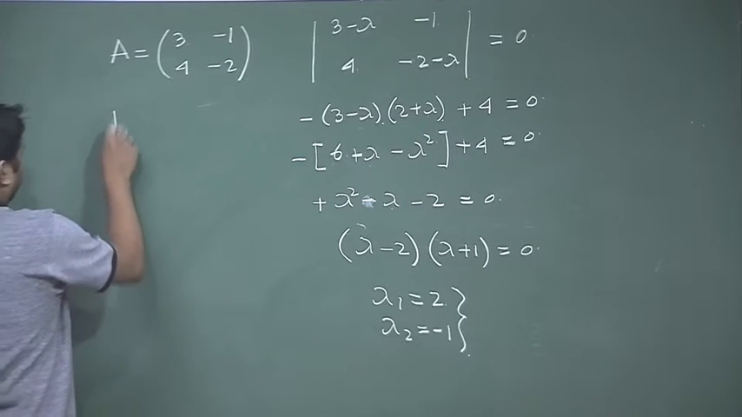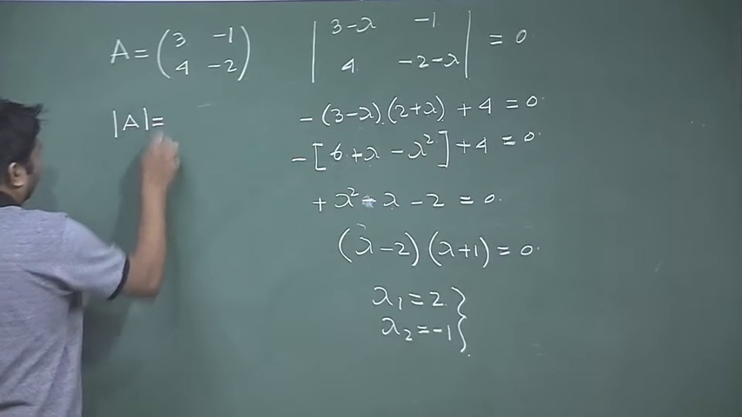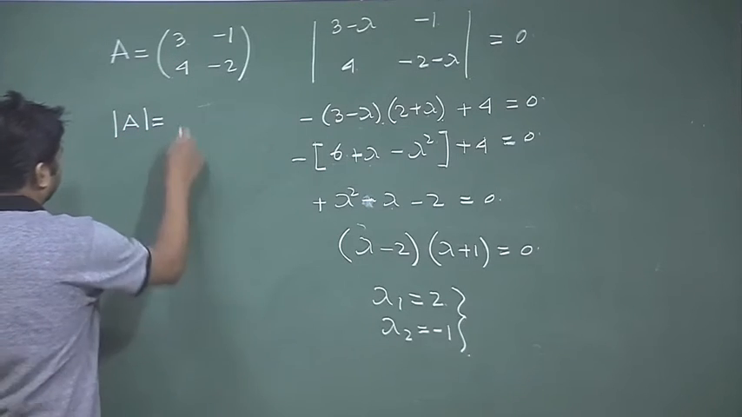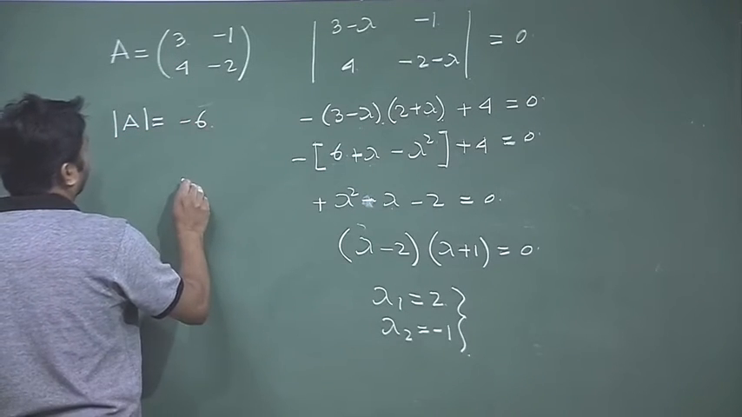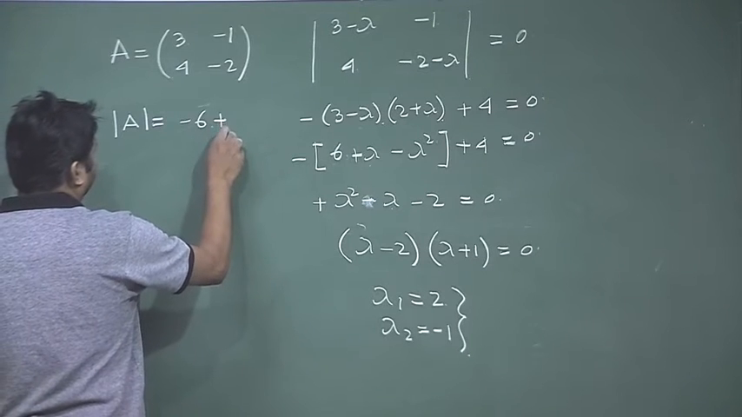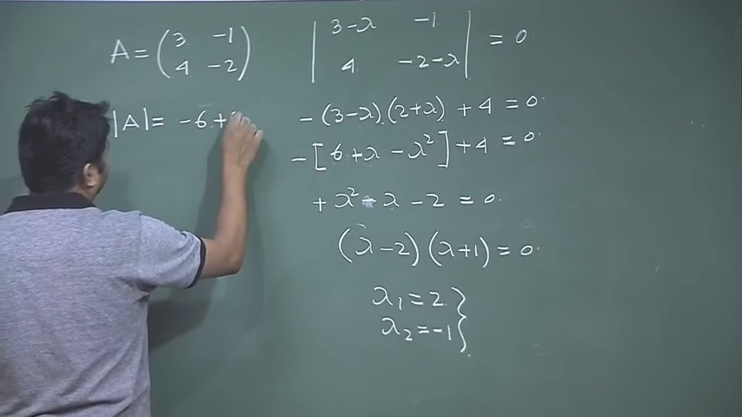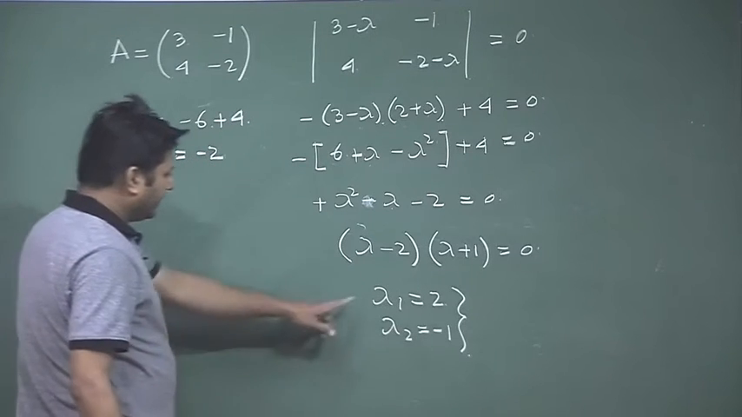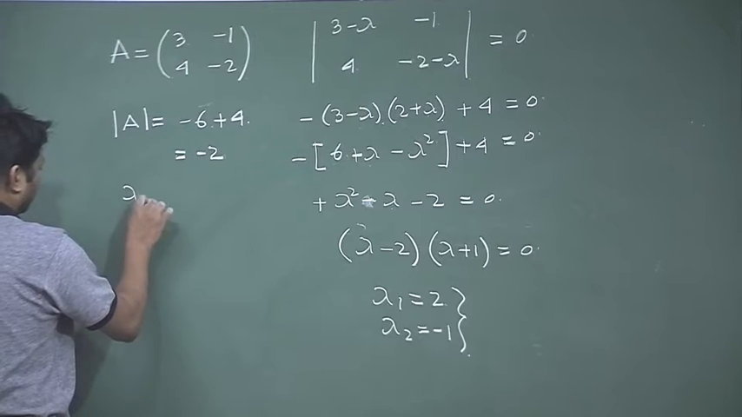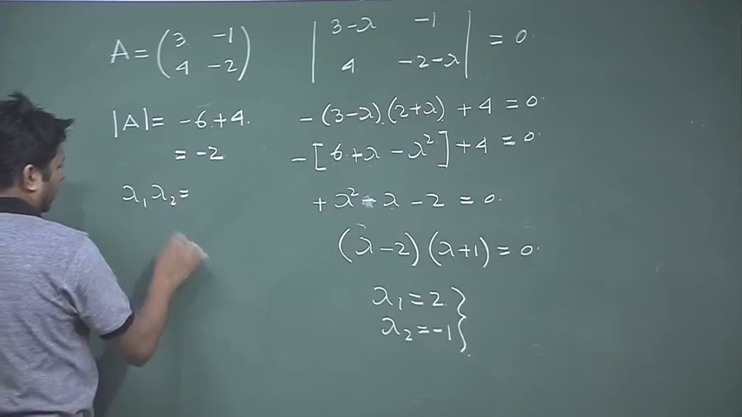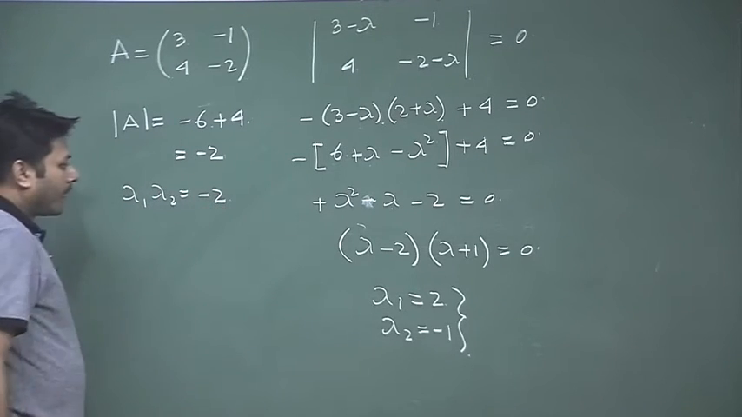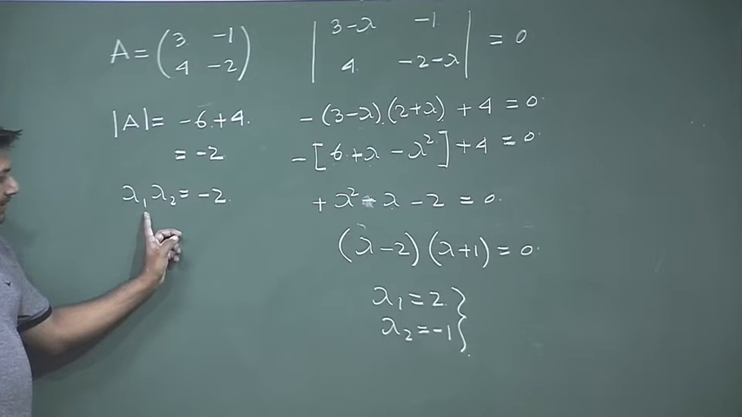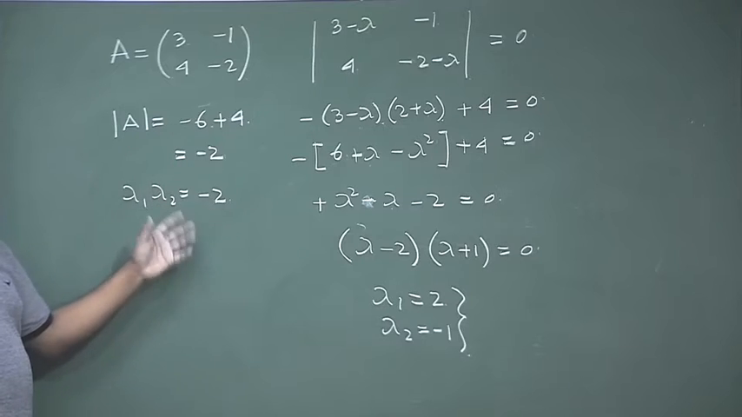So the determinant of A is 3 into 2 is 6, and then minus, with a plus sign, 4. So it will be minus 2. If I multiply lambda 1 and lambda 2, it will also be minus 2. So my trace and determinant, which are related to lambda 1 and lambda 2, I can verify that this is correct.